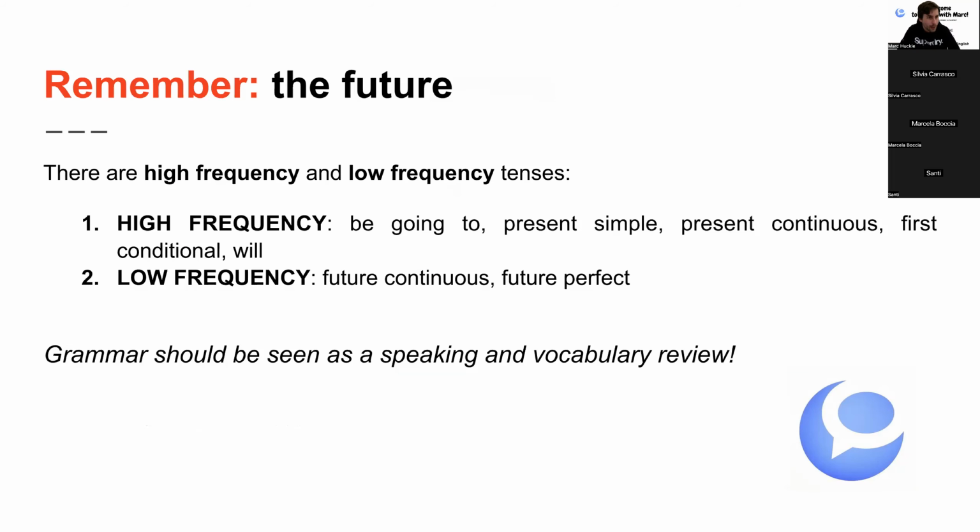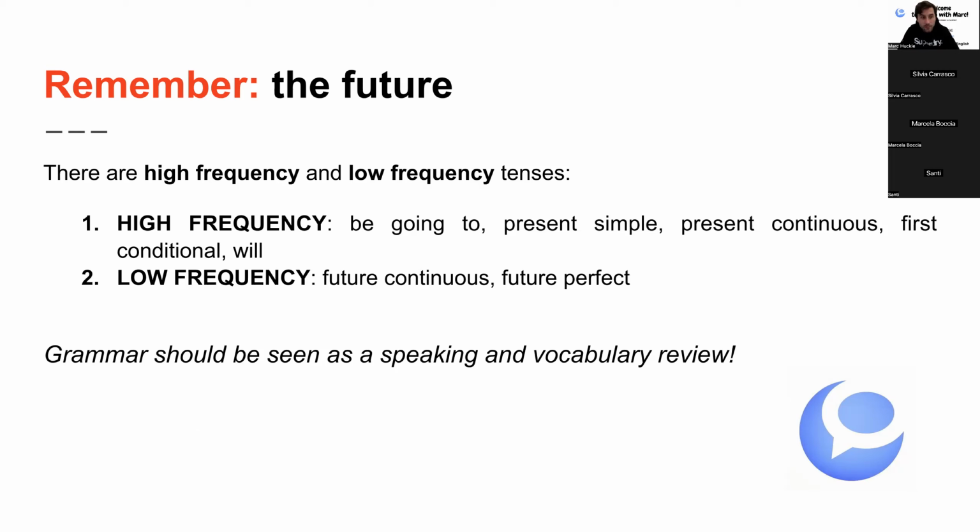To improve your grammar, you need to remember that the future has high frequency tenses and low frequency tenses. High frequency tenses are going to. I am going to spend time with my family this weekend. Present simple for the future, for public transport, for example. My train leaves tomorrow at 11 o'clock. Present continuous for the future. I am meeting my friends on Sunday.